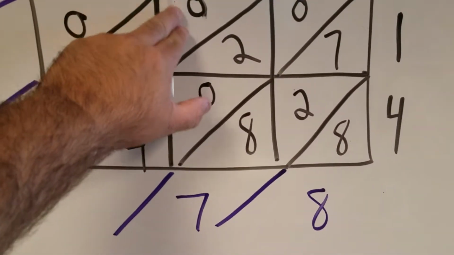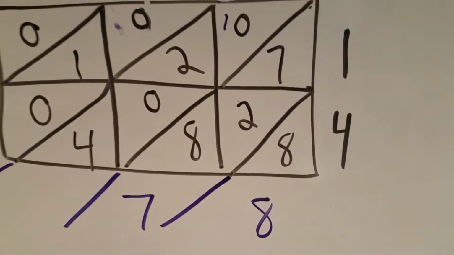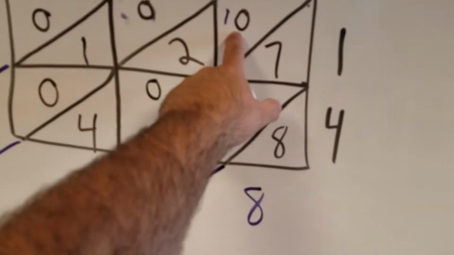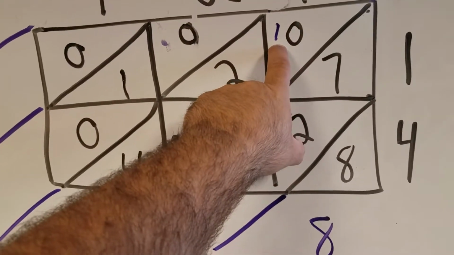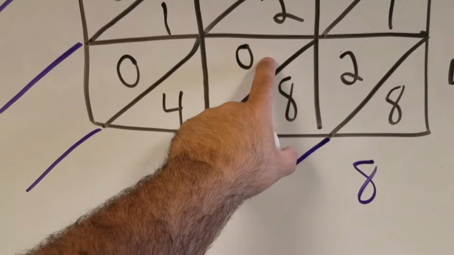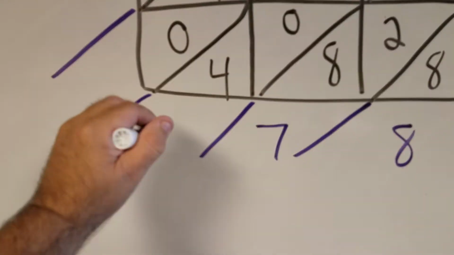Actually, I put that in the wrong one. That one goes over here, sorry. Okay, this is not a 10, it's a 0. 0 plus 1 is 1. 1 plus 2 is 3. 3 plus 0 is 3. 3 plus 4 is 7.